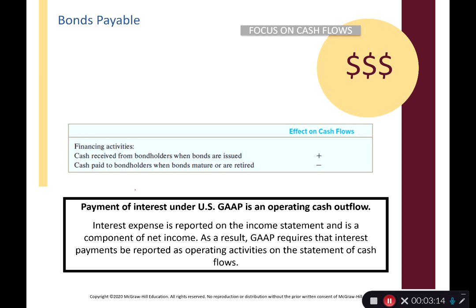The interest, however, paid is an operating cash flow. Don't forget that. Interest paid relates to interest expense, which relates to revenue and expense items. And revenue and expense cash flows belong in the operating section. So it's only the parts related to the face value of our bond, whether it's coming in or out, that goes in the financing section. The interest paid part goes in operating.